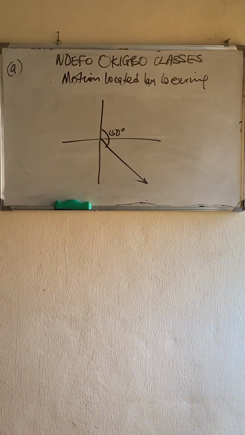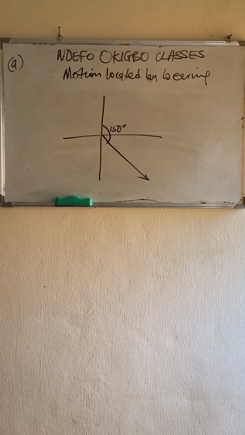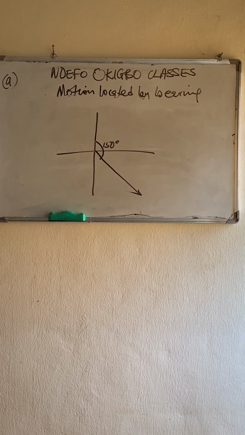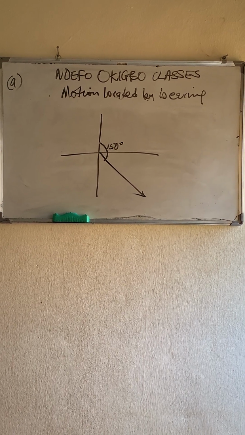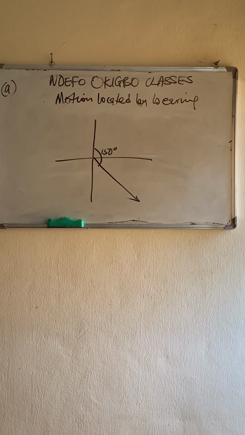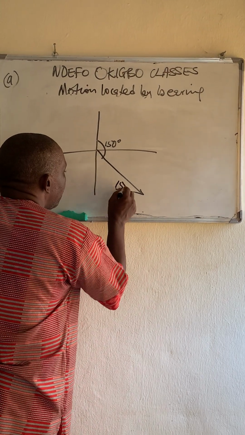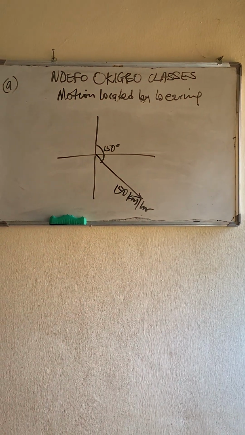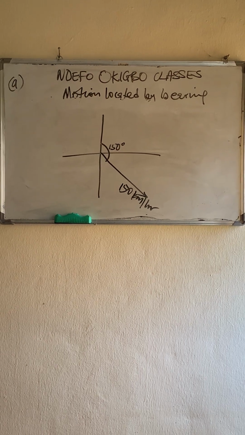A helicopter gets off from a heliport at 12 noon, flying at a bearing of 150 degrees to another heliport 300 kilometers away on an airspeed of 150 kilometers per hour. It was moving at 150 kilometers per hour, moving to another heliport that is 300 kilometers away.